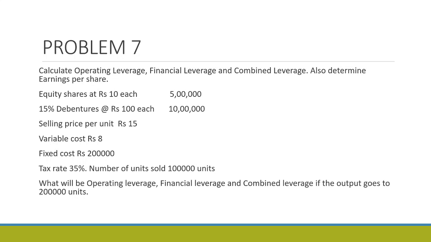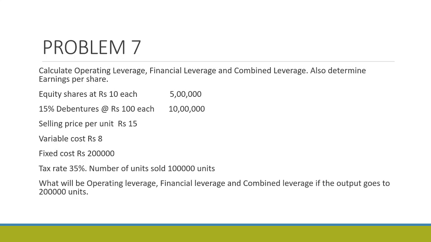So the information given in the problem is this way. Equity shares are at rupees 10 each, the amount is 5 lakh. 15% debentures at rupees 100 each, amount is 10 lakh. Selling price per unit is rupees 15, variable cost is rupees 8, fixed cost is rupees 2 lakh. Tax rate is 35%. The number of units sold, 1 lakh units. What will be the operating leverage, financial leverage and combined leverage if the output goes to 2 lakh units?